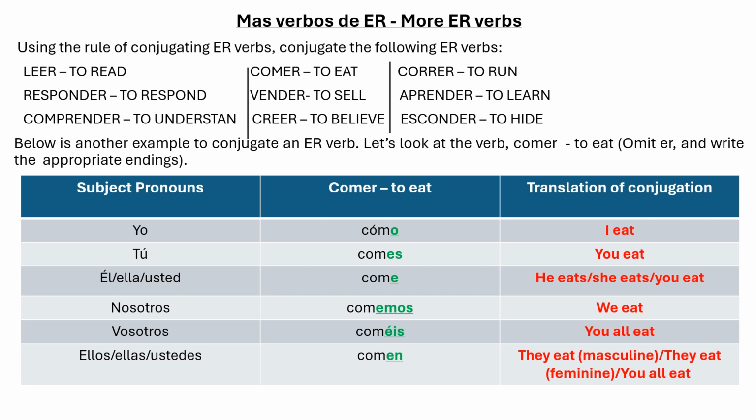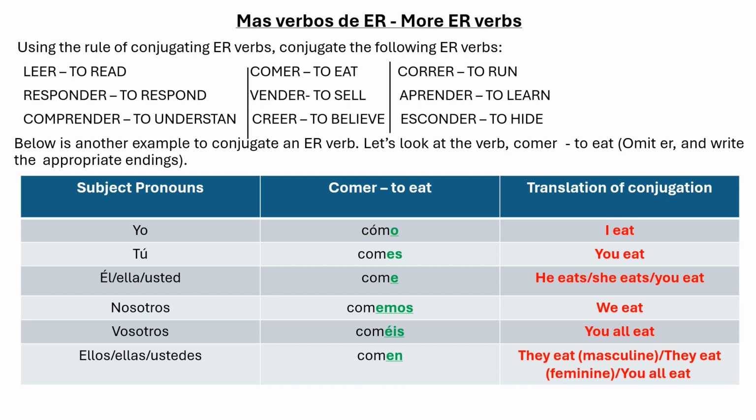So let's have a look at the first conjugation. So I will write yo como, right? So in order to conjugate this verb, I will do com. As soon as I see the ER, I omit the ER and I write an O. So it becomes I eat. Yo como, I eat. Tú comes. You eat. I will cut the ER and I will write ES. Él, ella, usted come. He eats, she eats, you eat, formal.